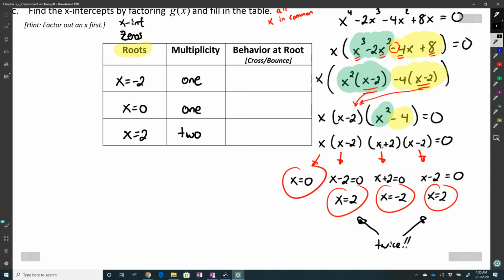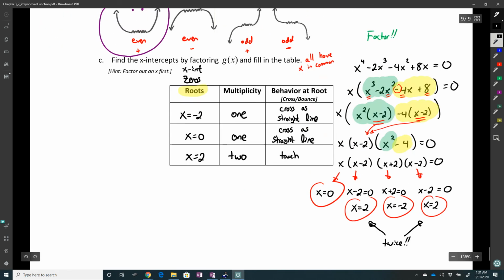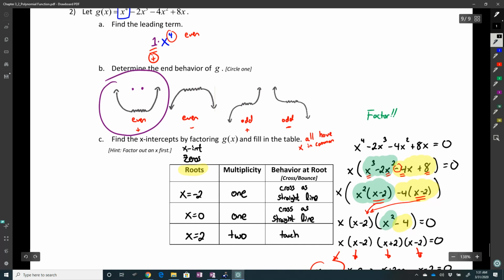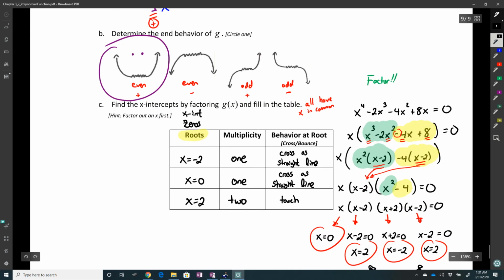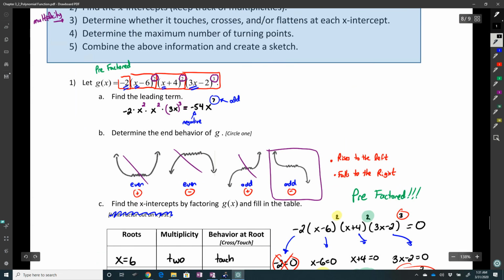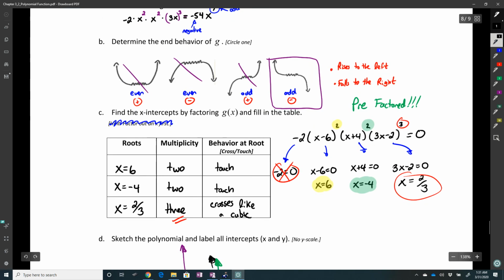Okay, if it's 1, it's going to cross as a straight line. 1, so that also crosses as a straight line. And then 2 is just going to touch or bounce. So what made this problem different from the other one was, in this problem, the leading term was easy, but the x-intercepts were difficult. In the other one, the leading term was difficult, but since it was factored, the x-intercepts were easy.